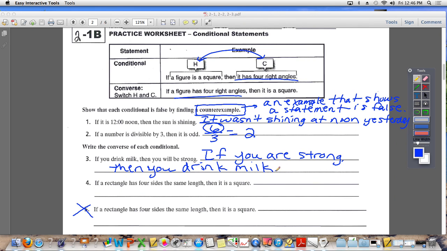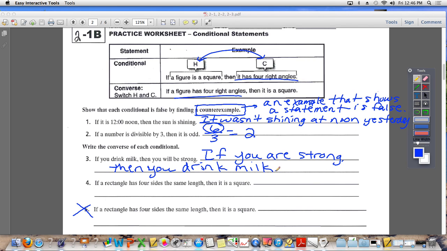Because a square, to be a rectangle, you have to have certain characteristics. A square has every one of those characteristics. A square has more characteristics, though. For example, all 4 sides are equal, but that doesn't have to be true in a rectangle. So, anyway, how are we going to write this converse? If what?